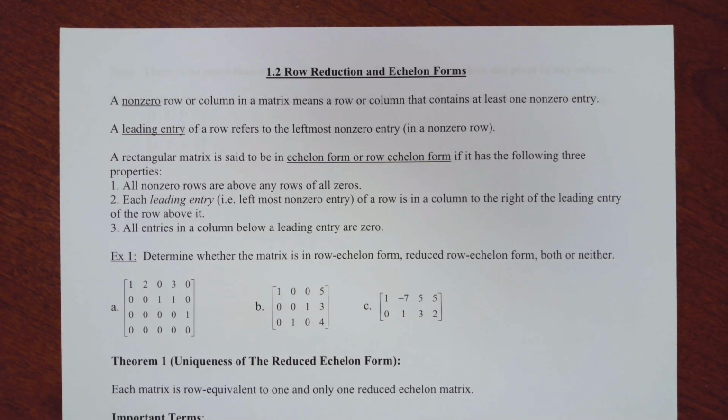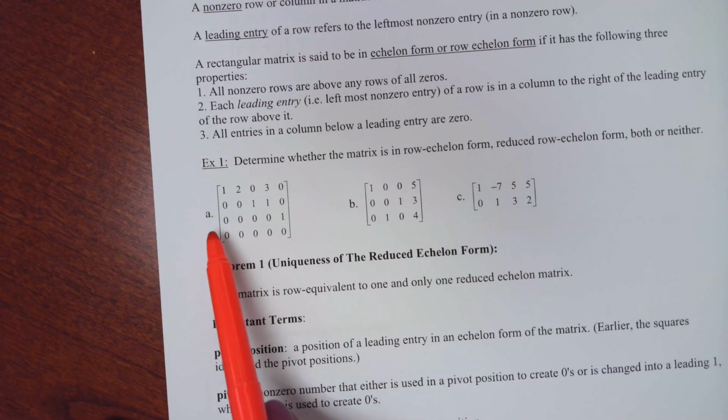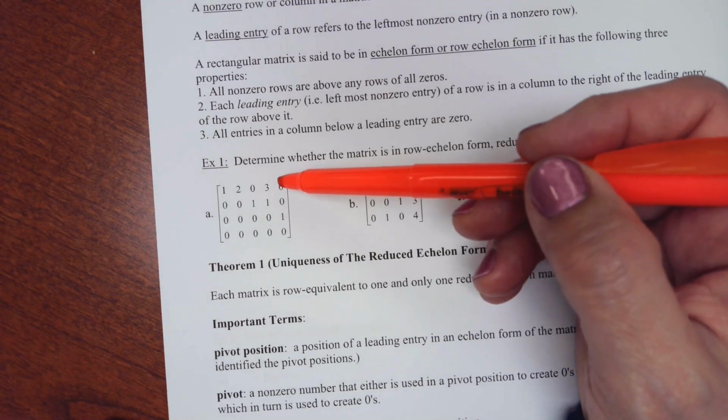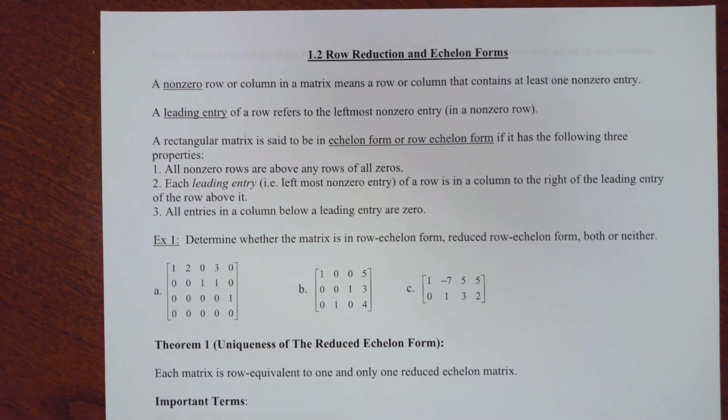All right, so in section 1.2, you pretty much know this already from what we've talked about in class, but just some definitions, like always. A non-zero row or column is a row with, you know, like this down here, this is a zero row. So this is a non-zero row. This is a non-zero column. So it has to have at least one number in it.